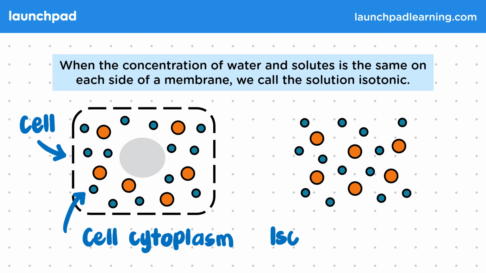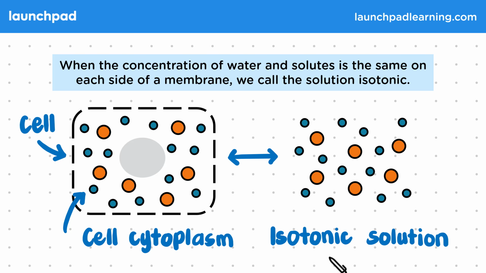Over on the right-hand side of the screen is an isotonic solution, which is the same concentration as the inside of the cell. We often use this word isotonic when talking about sports drinks, which may be used by athletes. This is something you may look at elsewhere in the course. Because the concentration of the cell cytoplasm is the same as the isotonic solution, there will be no net movement between the two areas. But what happens if the cell is placed in a more concentrated solution, like salty water?